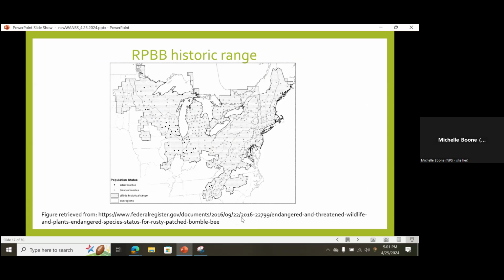So here's the historic range of rusty patch bumblebee. Just ignore all of the X's and dots. Just look at the gray outline. Someone had asked in the chat earlier if they're found out west. They're not, and they never were. It's an eastern species. It also used to extend northward into Canada. It doesn't stop along the border of the countries.